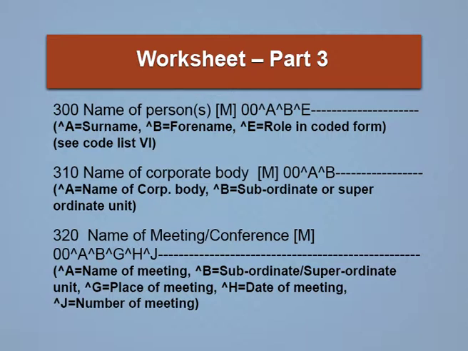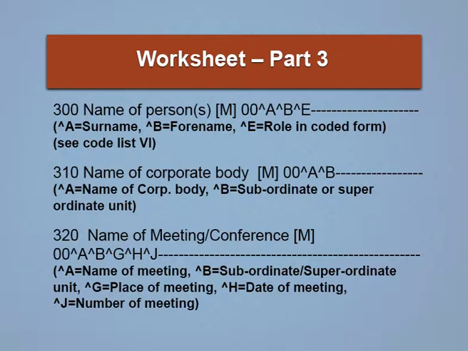Now, if your document is written by a corporate body, you need to use the tag 310. It also has two subfields, name of the corporate body and subordinate body. For example, one document is prepared by the School of Social Sciences under IGNU.